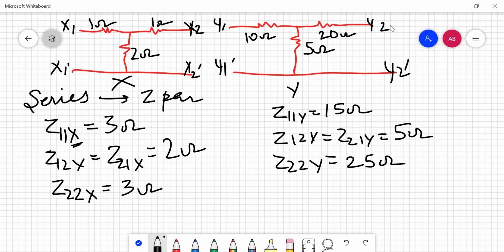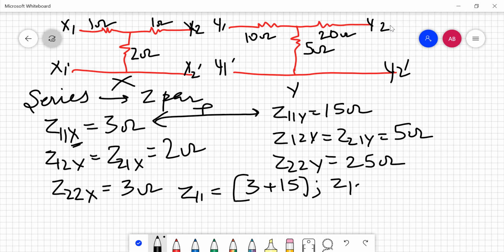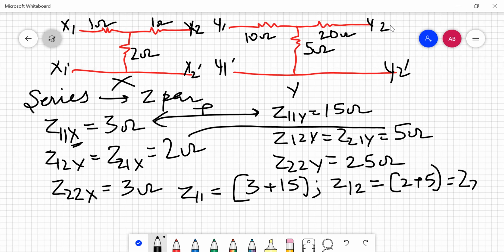So for calculating the total Z parameters, what you need to do is you need to add them all. So that means for Z11, you need to add these two. So it will be 3 plus 15 of the combination. Similarly, for your Z12, you need to add this and this. So that makes it to be 2 plus 5, and that is also going to be equal to Z21. And lastly, you come on to your Z22, that will be equal to that of the X network and that of the Y network. So these will be your complete Z parameter of the interconnection.